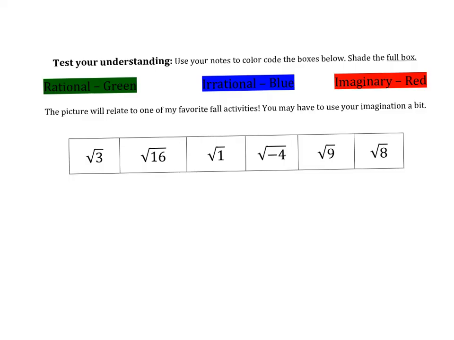The square root of 3, well, 3 is not a perfect square, so this is irrational. The square root of 16, I know simplifies to 4, so this is rational. The square root of 1 simplifies to 1, so this is rational. The square root of negative 4, well, I can't take the square root of a negative, so therefore this is imaginary. The square root of 9 is going to be rational. We've already talked about it. It's 3. And the square root of 8 does not come out as an integer, so this is going to be irrational.